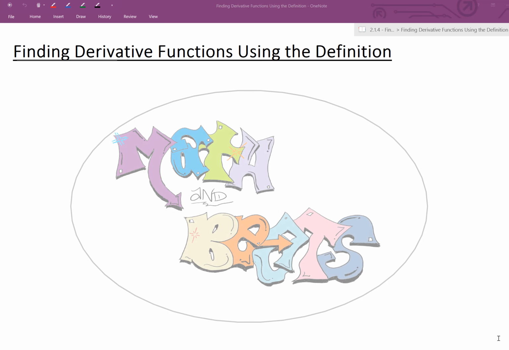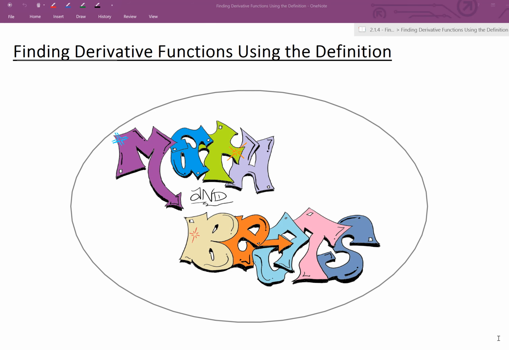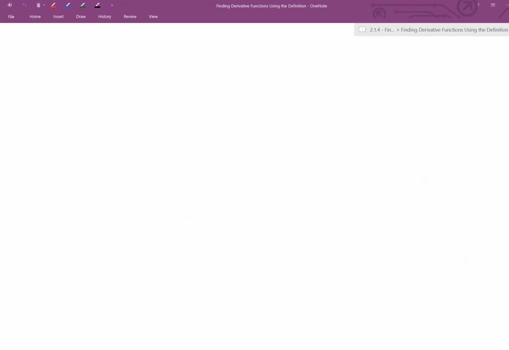Math and Beats. Continuing with the derivative discussion, we are going to focus on a couple of examples in this video, just showing how to use the limit definition of a derivative to find a derivative function. In the previous video, if you're following along, we explained the concept of a derivative function and all of that stuff that goes along with it. But now we're going to use the definition in this video. So we're going to get going here.